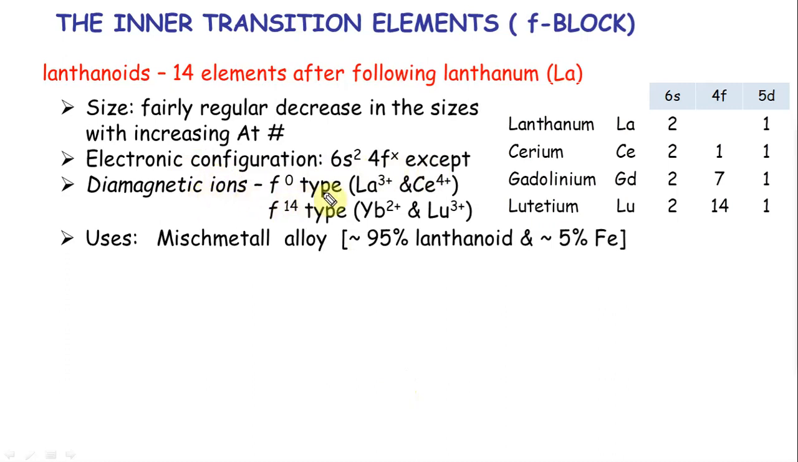Diamagnetic ions. When it comes to ions, anything that is f0 and f14 will be diamagnetic. Straightforward, f0 means no f electron, f14 means all of them are paired. Anything in between is going to be paramagnetic. These are the ones that are going to be diamagnetic. Don't memorize them, just look at the order of these elements, you will be alright.